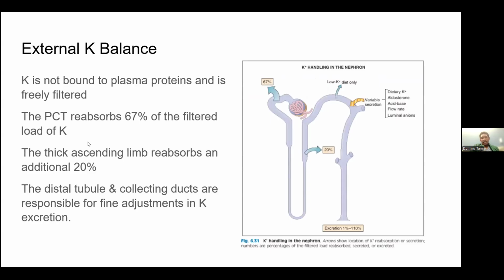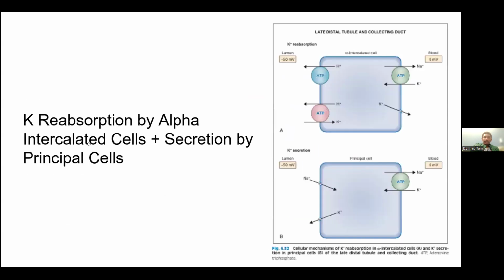Potassium is not bound to plasma protein and is freely filtered. The proximal convoluted tubule reabsorbs about 67% of filtered potassium, and the thick ascending limb reabsorbs an additional 20%. The distal tubule and collecting ducts are responsible for fine adjustments in potassium. When you are low in potassium, potassium can be reabsorbed by the terminal nephron.